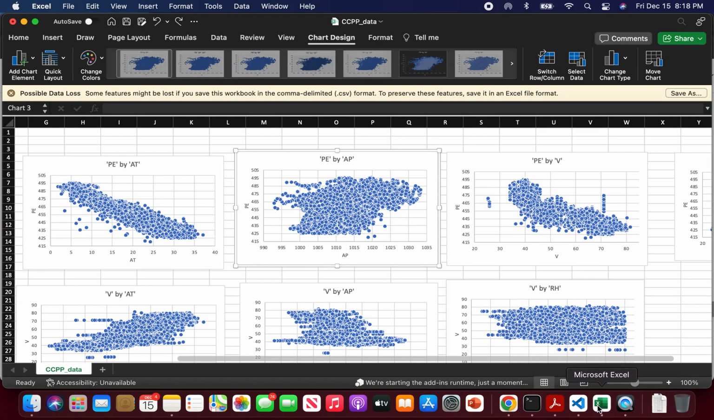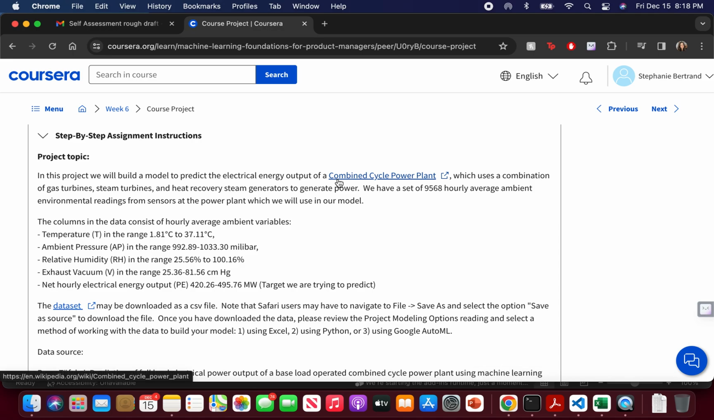So to start this problem, I knew that this would be a supervised learning task because of the nature of the labeled data. The data that we're given has a specific output, and I further knew this would become a regression modeling problem because we were trying to get a predicted value output, being the net hourly electrical energy output.